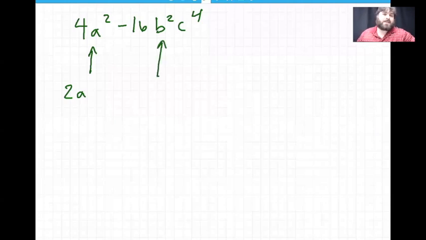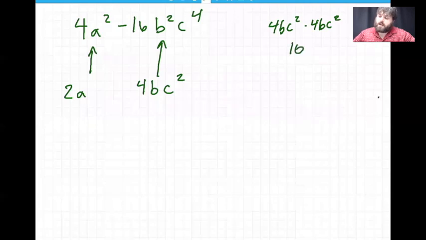What squares to be 16b squared c to the 4th? It's 4bc squared. Think about it. 4bc squared times 4bc squared. If you square it, what do you get? 16. b times b, that's b squared. c squared times c squared, that's c to the 4th. You really do get that.